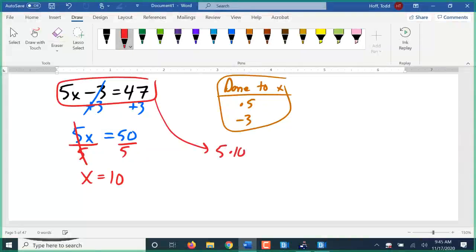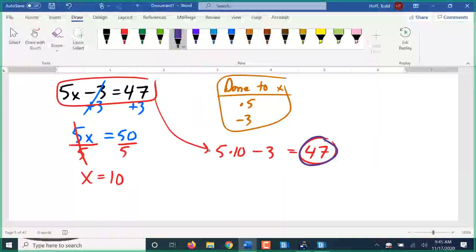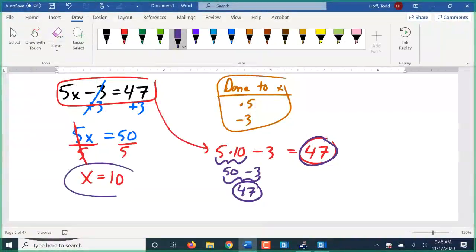5x becomes 5 times 10 minus 3 equals 47. So again, the 47, there's nothing to do there, so that's just going to stay 47. On the left side, we're going to do order of operations. We multiply first. 5 times 10 is 50. 50 minus 3 is 47. So we have the same number on both sides. That confirms x equals 10 is a valid solution to that equation.